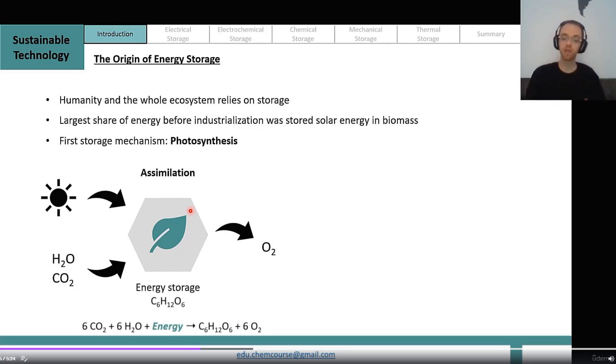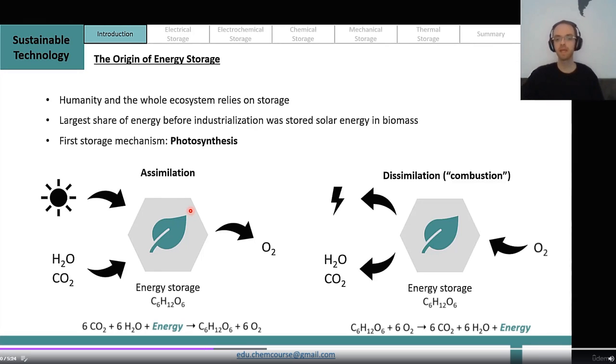The sense of energy storage is that, of course, you just store this energy. At some point, you want to get it back. And this is what the reverse process is. This is the so-called dissimilation, or you can also commonly call it a simple combustion. So what we're doing is we're taking oxygen from outside sources, and we are using this oxygen together with this energy storage to yield back basically water and carbon dioxide together with energy. And here again, you see the chemical formula. So here we're using glucose together with oxygen to obtain carbon dioxide, water, and energy out of this equation.